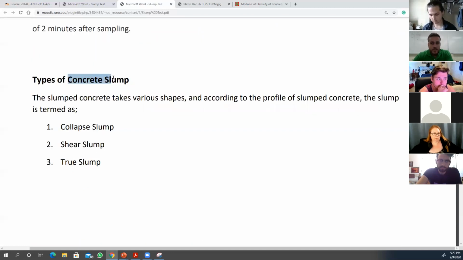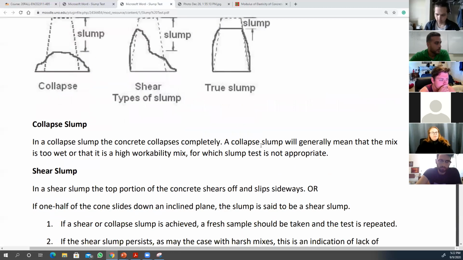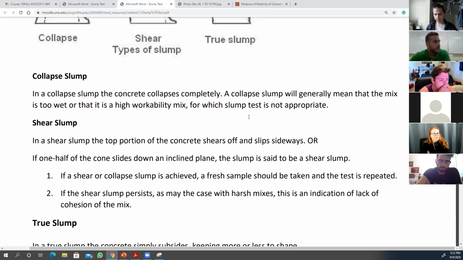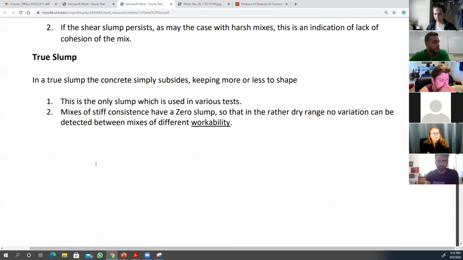Okay, types of concrete slump. There are different types. You have collapse slump, shear slump, and true slump. We got the collapse slump, this ASTM guy. He messed it up. I don't know why, but it wasn't expected. Shear type of slump, it shears off at 45 degrees almost, and then you have true slump. I expected to have true slump, but we will see. It explains the types of slumps, but I don't have time to get into this, but you can take a look at it after this course.